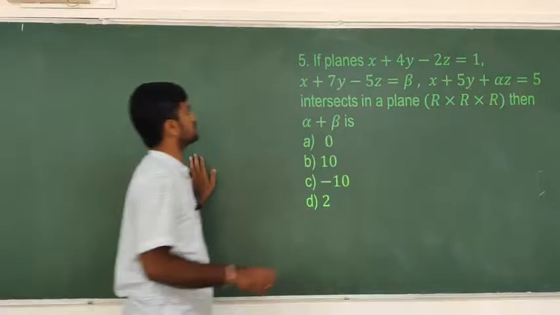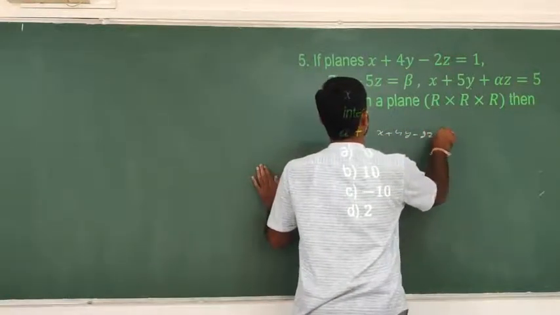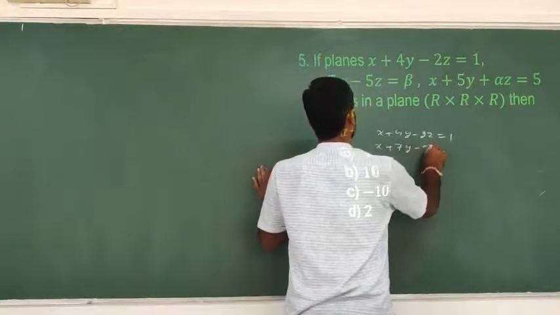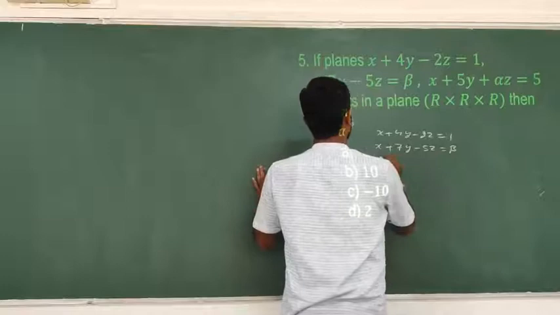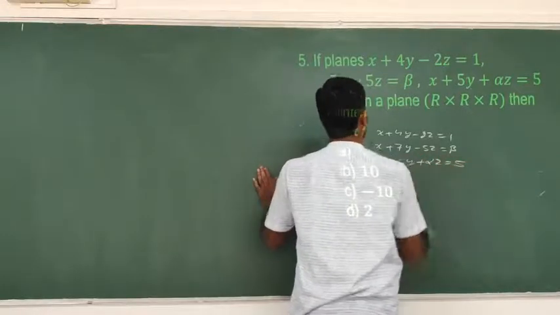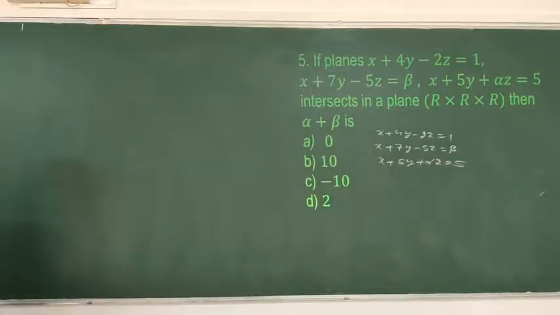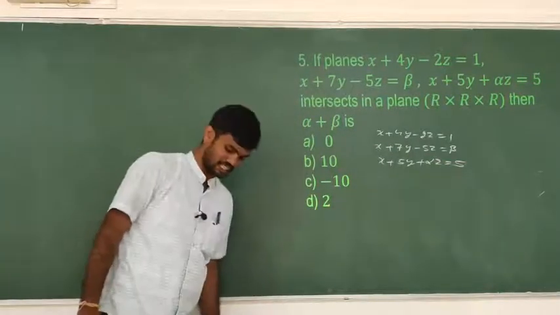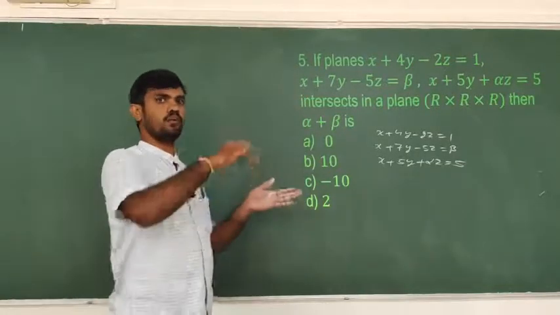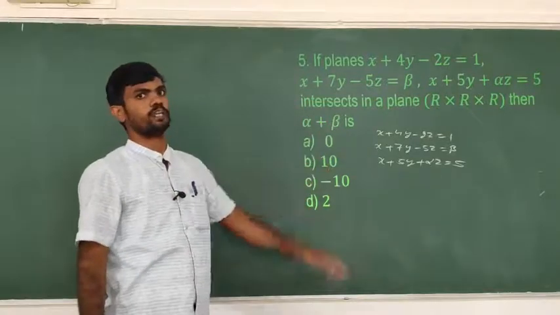So here the equations of the planes are x plus 4y minus 2z is equal to 1, and then x plus 7y minus 5z is equal to beta, another one, x plus 5y plus alpha z is equal to 5. So these are the planes. They are saying these planes are intersecting each other. So if the three planes intersect, then the determinant of the coefficients of x, y, z is equal to 0.